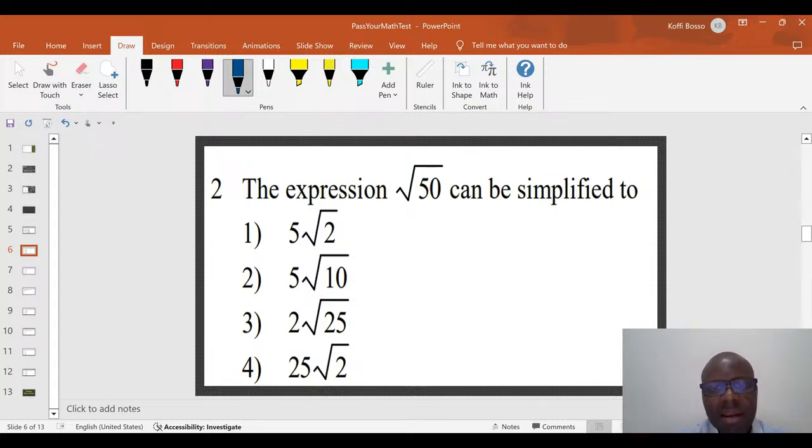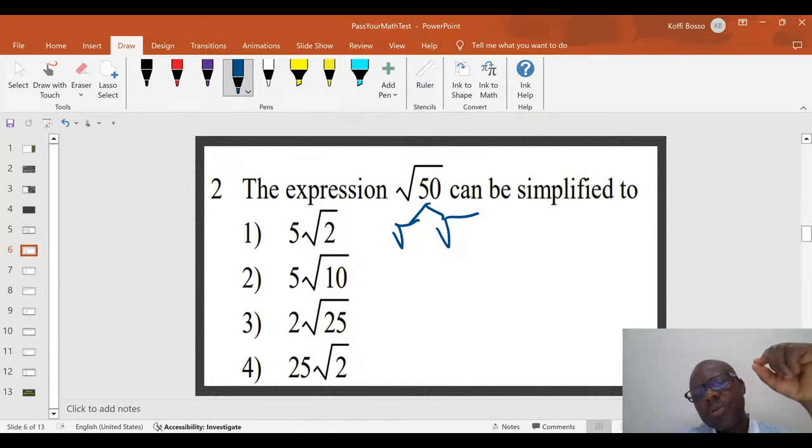Like again, we're going to break it down. Now, do you know that it's possible to find two numbers where you multiply the two numbers, you get 50? But from the two numbers, one is a perfect square. Yes, I can use 25 and 2.